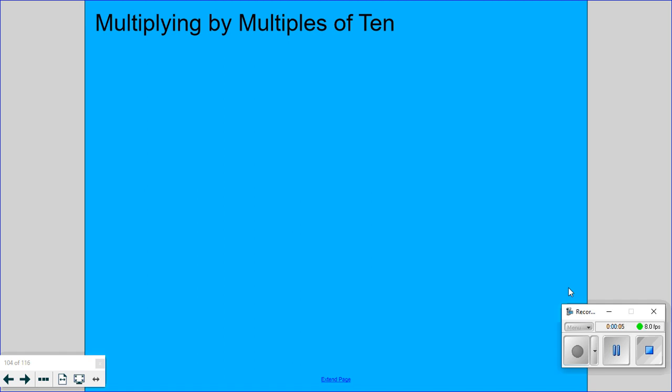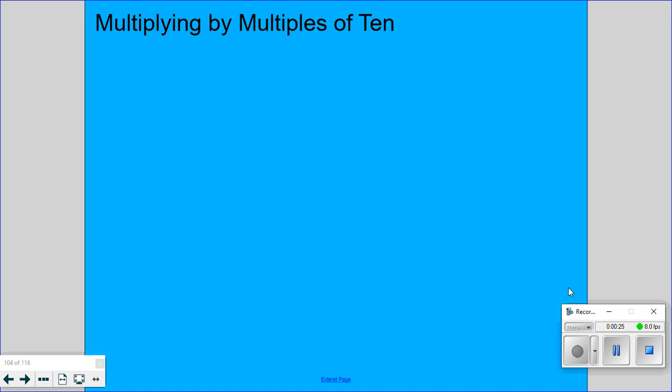This ain't your room. Today we're talking about multiplying by multiples of 10. Circle that word, multiples. We've talked about that word, multiples, before.